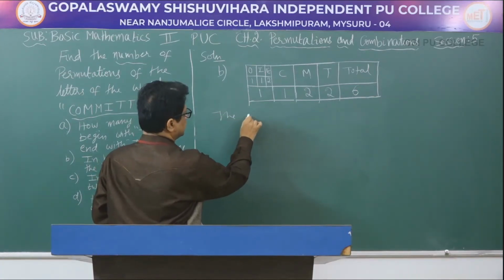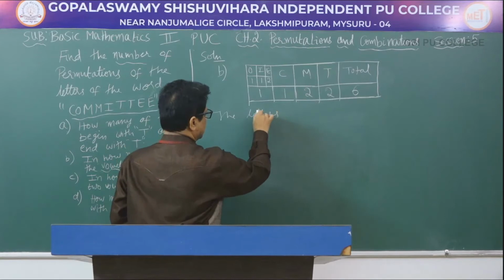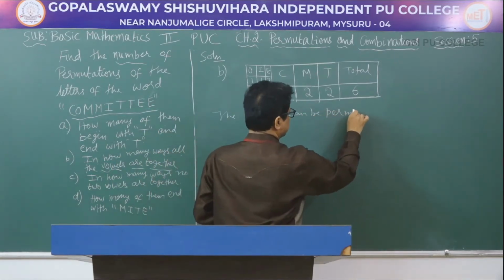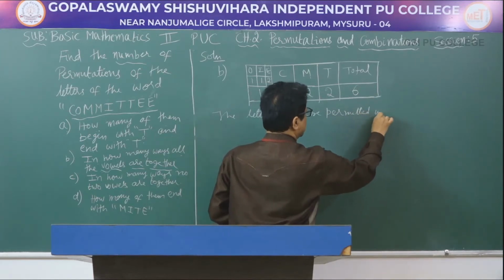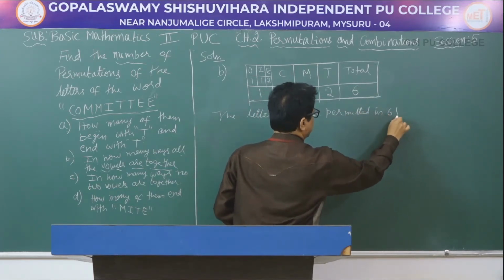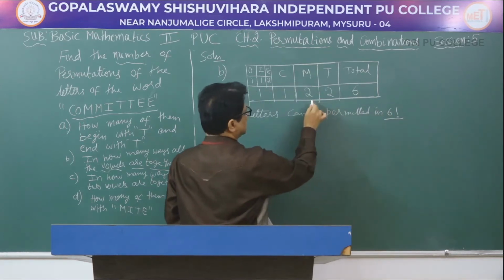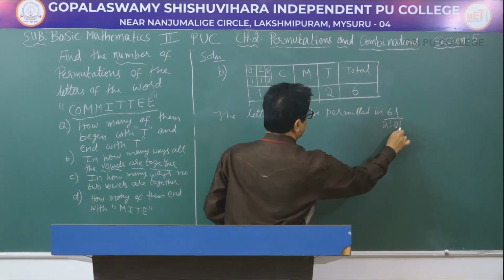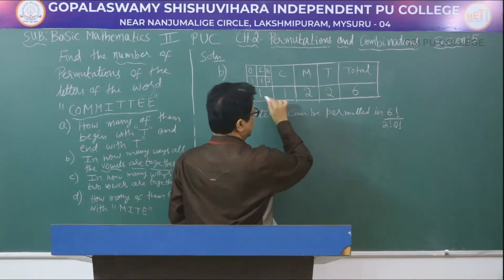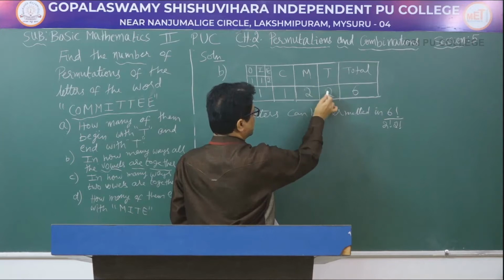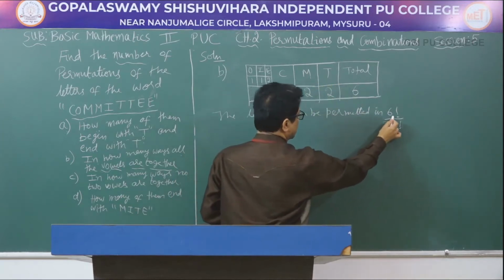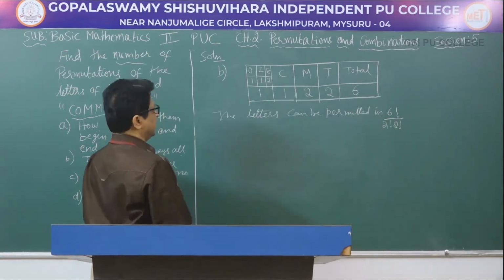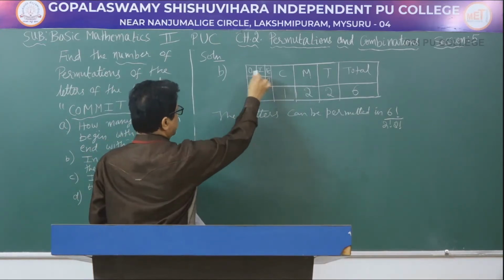The letters can be permuted in 6 factorial by 2 factorial into 2 factorial, because in these 6 units there are 2 M's and 2 T's. Therefore, 6 factorial by 2 factorial into 2 factorial, and there are 4 vowels present here.